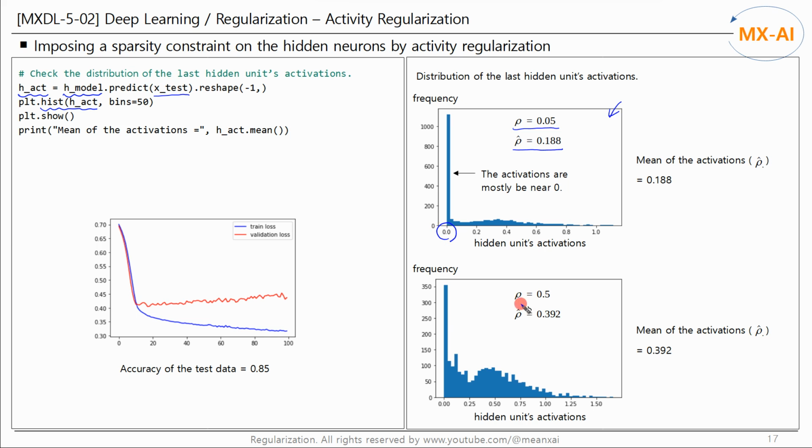This is the result when rho is set to 0.5. The outputs of the last hidden layer are often close to 0, but the number of outputs exceeding 0 increases significantly. And the average of H-act is 0.392, which is larger than above. The average of H-act is close to 0.5. Applying KL divergence regularization in this way allows us to adjust the average outputs of the hidden layer.